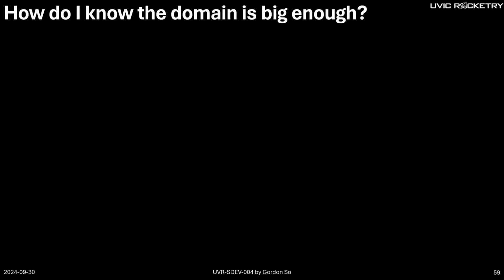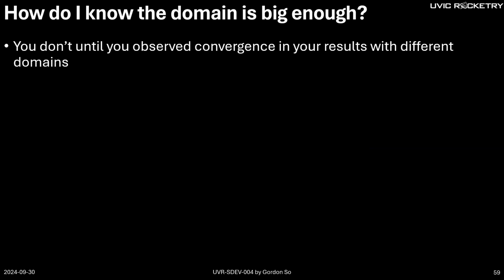So how do I know the domain is big enough? Again, you don't until you notice convergence in your result. So CFD is not a one-way process. You need to mesh, run CFD, look at your result. If it's right, okay, you're lucky. Usually it's not right, and then you come back, do it again.